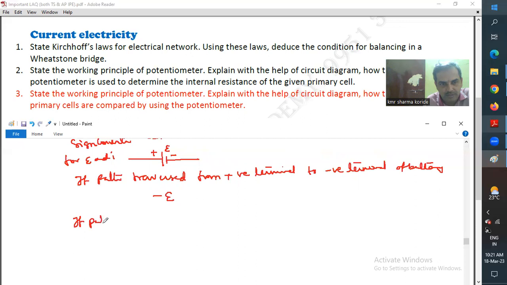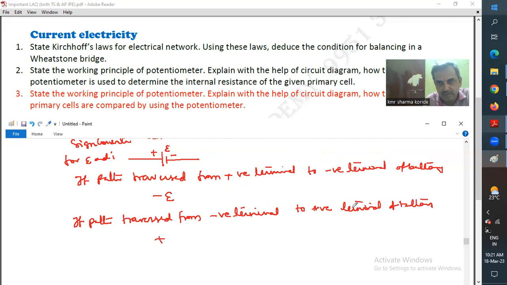Then if the path is in the opposite direction, if the path is traversed from negative terminal to positive terminal of a battery, then EMF is positive. Negative to positive means EMF should be considered positive.